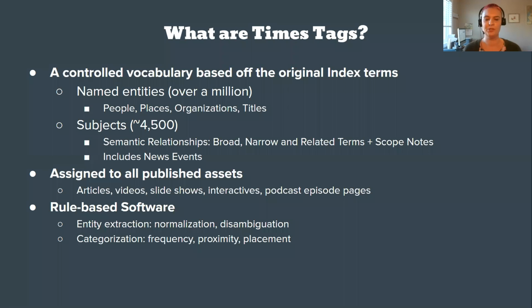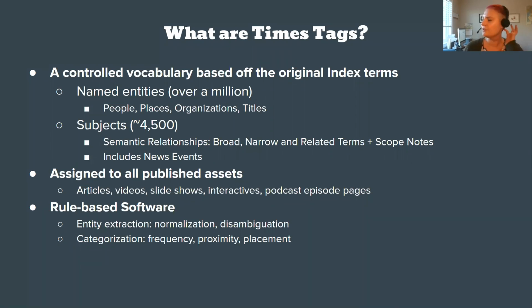And what we've ended up with right now is about a million, maybe over, of named entities. So people, places, organizations, and titles. And then around 4,500 or so, maybe closer to 5,000 subjects. So those are things like baseball, or it could be things like a mass shooting event that happened, or the presidential election of 2020, that sort of thing. And those subjects all have relationships to each other. So they're in a broader, narrower, related relationship with each other. And they all have specific scope notes for usage.